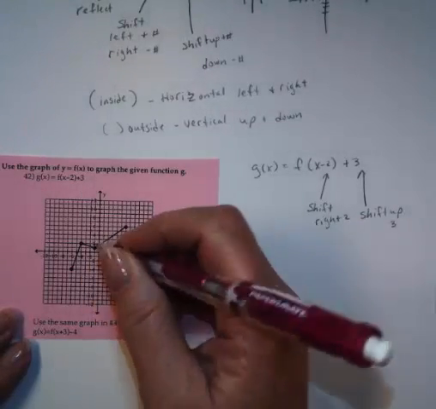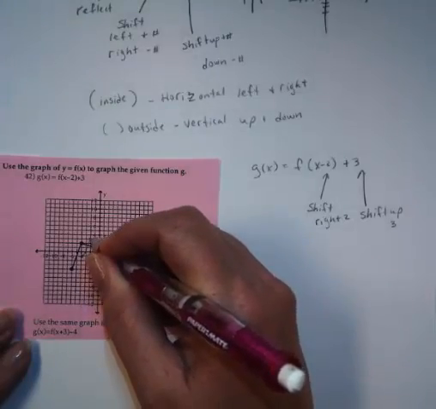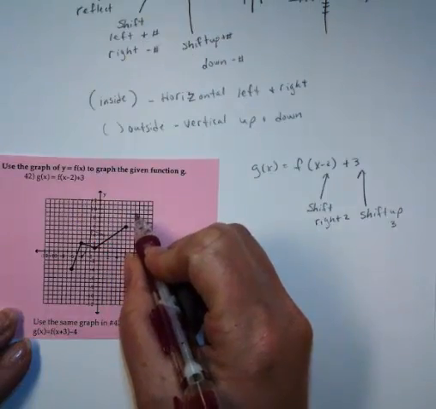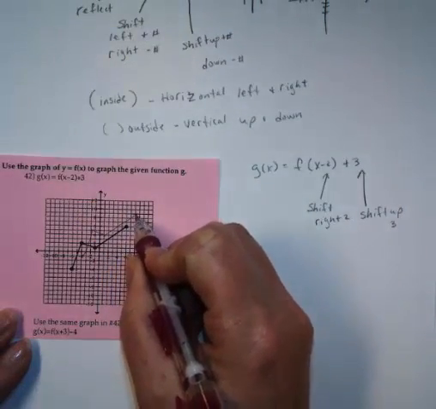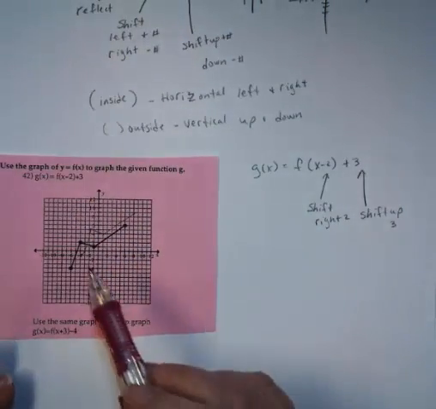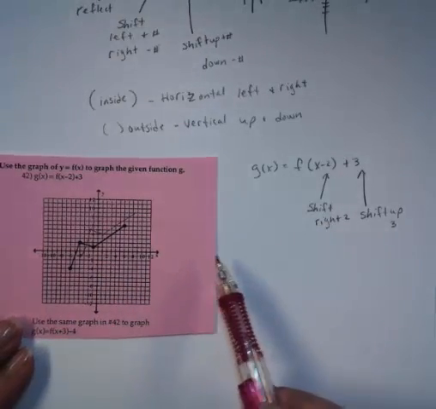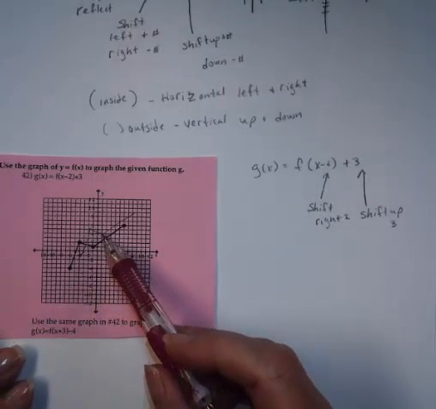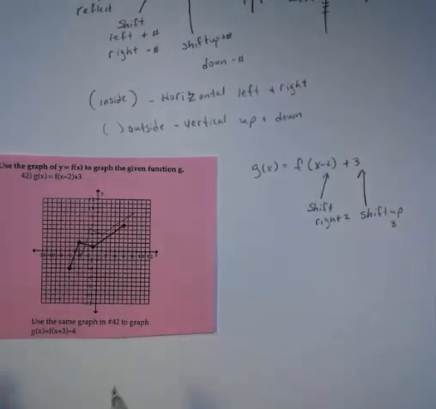So now we're just going to connect our dots. We're going up, we're coming down, and we're going up. So now we have our graph that is shifted right 2 and up 3. So up here and here. So you can see how the graph is the same.